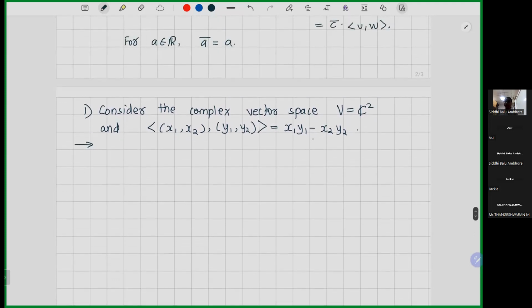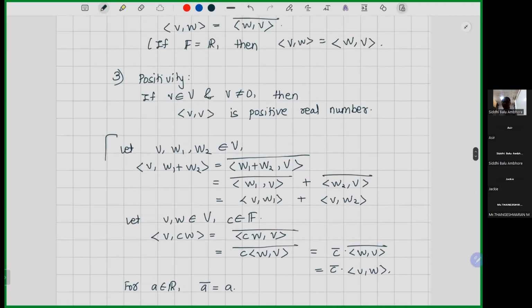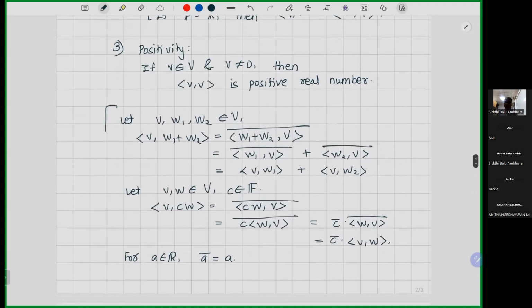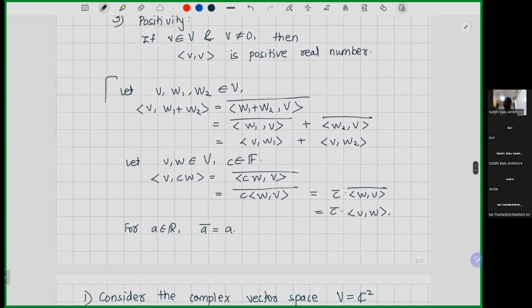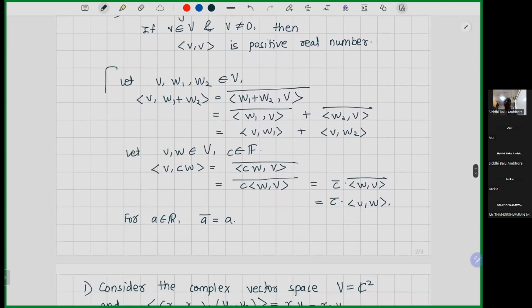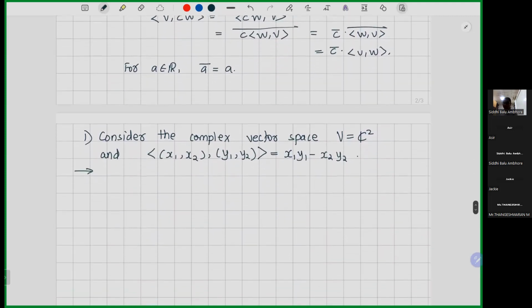So note that here we have minus. The best way to think about it is, if we can prove it, then that's okay. But we have this positivity here. So if I have any inner product, then its inner product with itself must be some positive real number.